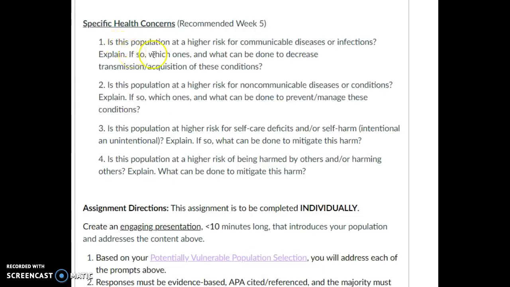If they are at a higher risk for communicable diseases or infections, you need to specify which ones and what can be done to decrease the transmission or acquisition of these conditions.